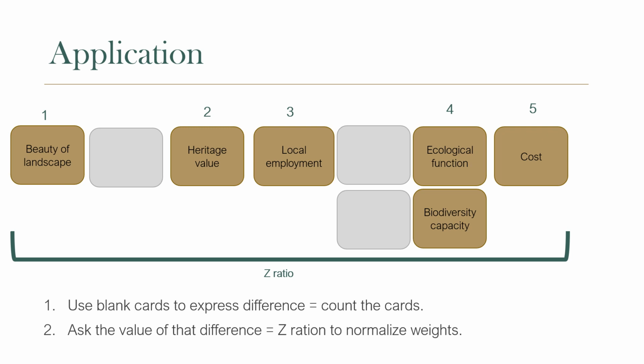And now comes the time to implement the most complicated question, which is to ask the value for those differences, meaning how much more important is the most important group, in this case the fifth group, compared with the first group, in this case beauty of landscape. This is called the zeta ratio. It's used to normalize the weights at the end of the activity.